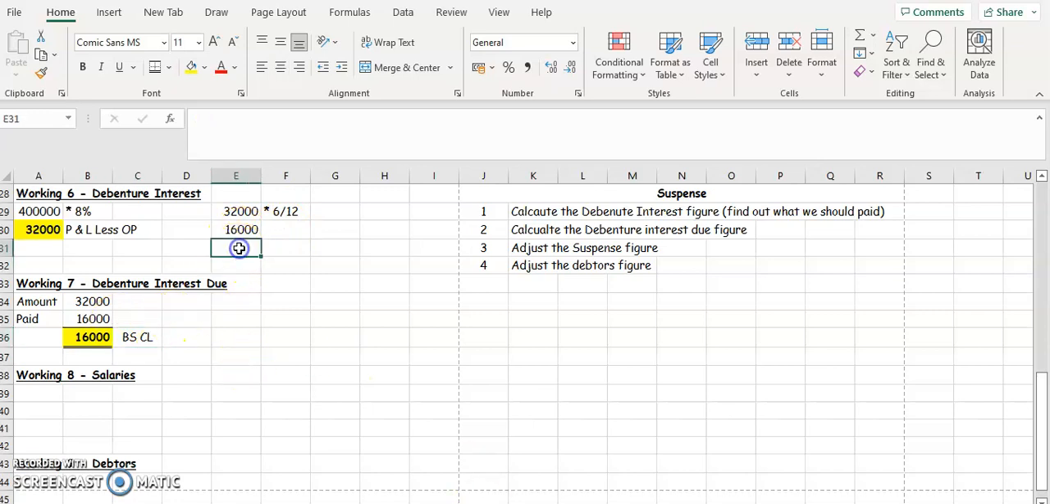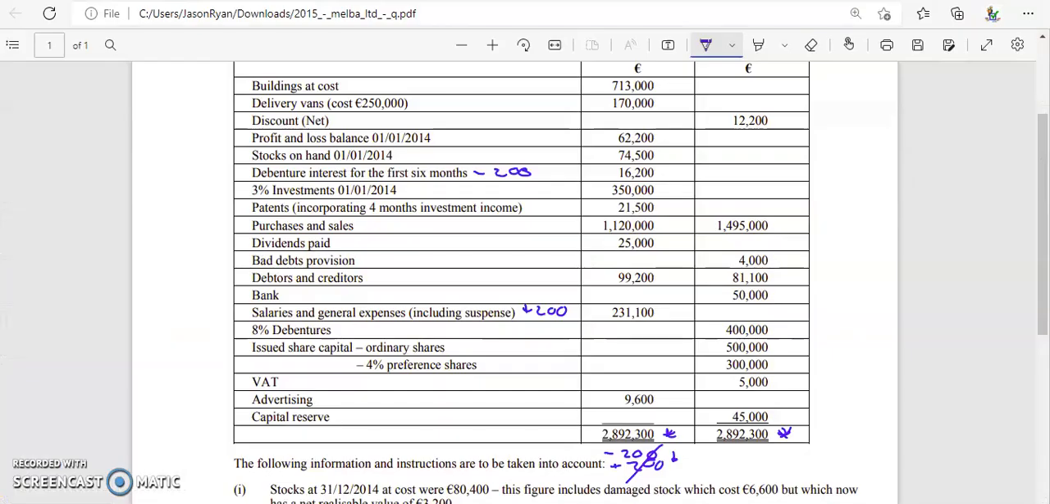But how much did we pay? We paid 16,200. So we overpaid by 200. So what did we do? On the trial balance then, we took away 200 from the 16,200. That means our debit side is now less than our credit side.